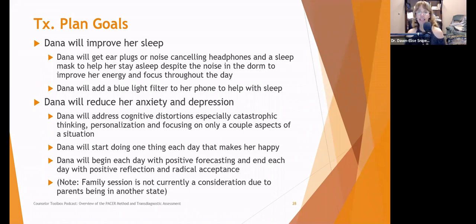Dana will reduce her anxiety and depression by addressing cognitive distortions, especially catastrophic thinking, personalization, and focusing only on a couple aspects of a situation. She'll start doing one thing each day that makes her happy. And I encourage her to do one thing besides going to the gym, because we know she already goes to the gym every day. And that wasn't cutting it. It was helping, but it wasn't getting her past her blah.